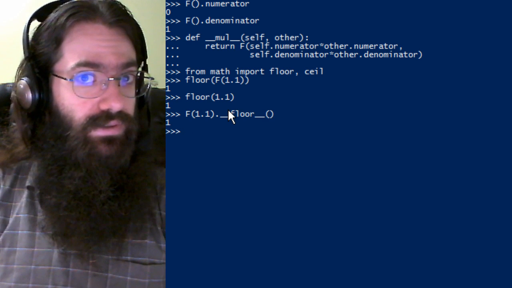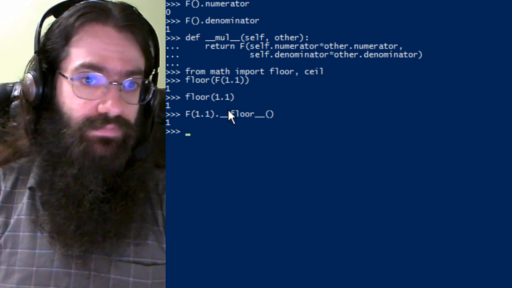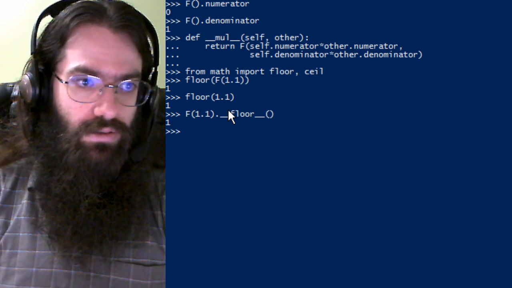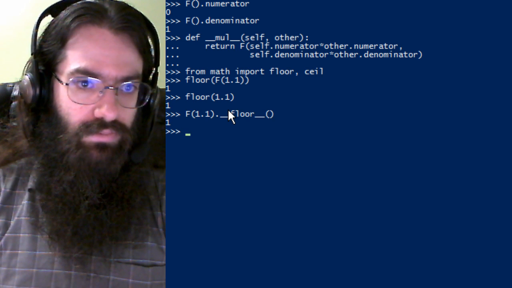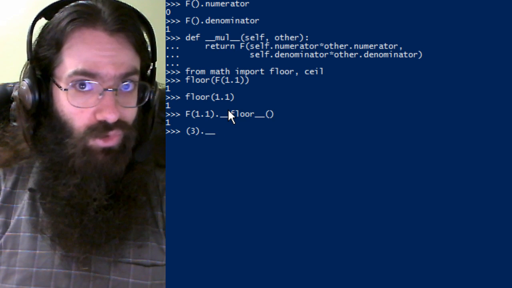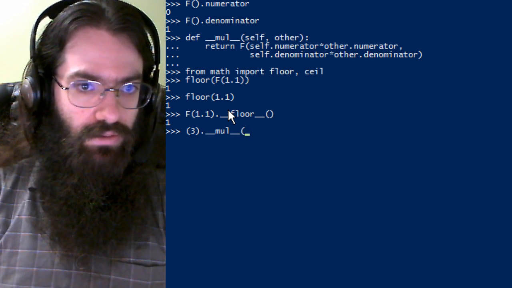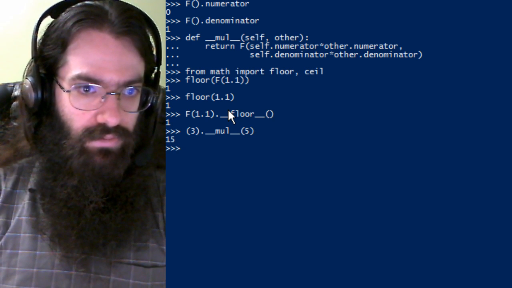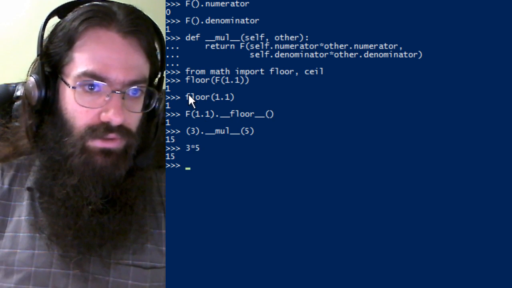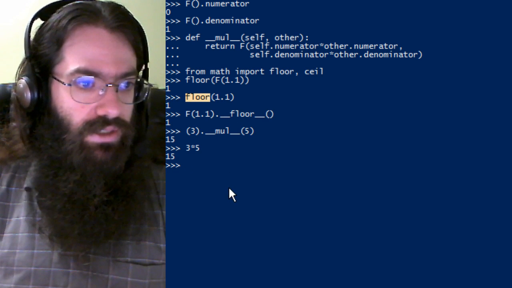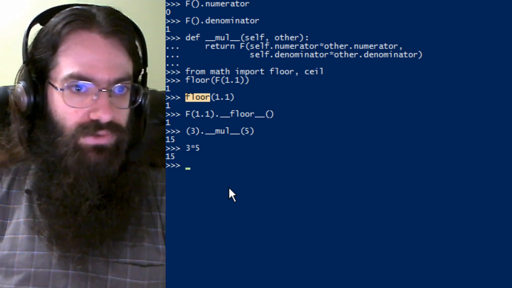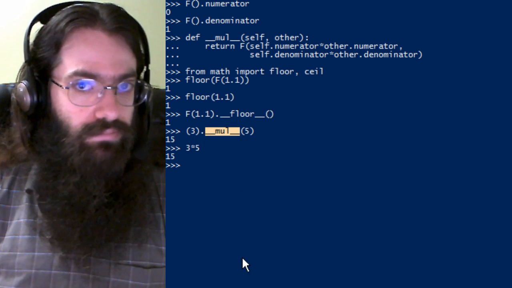Let's actually do, technically you can do this if you really want to. Do integers have this? I don't know. Let's find out. Let's say 3 dot, not point, right? It's dot mul. How about 5? That's 3 times 5. That's the same thing. So when you do math.floor on a fraction object, it calls the floor magic method in that fraction object and does whatever it has to do to produce that result. Same thing for the mul magic method in an integer.